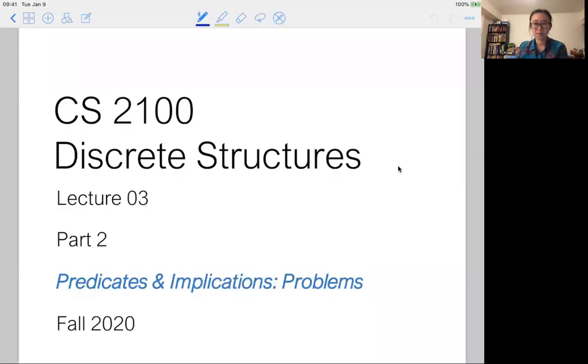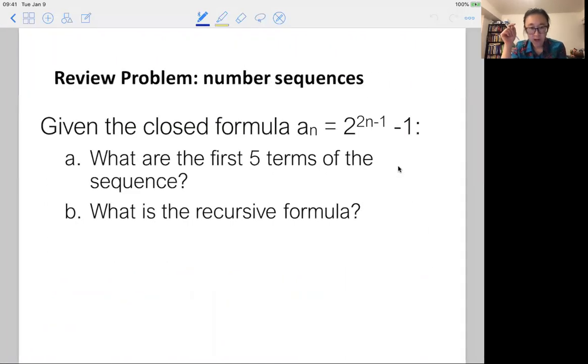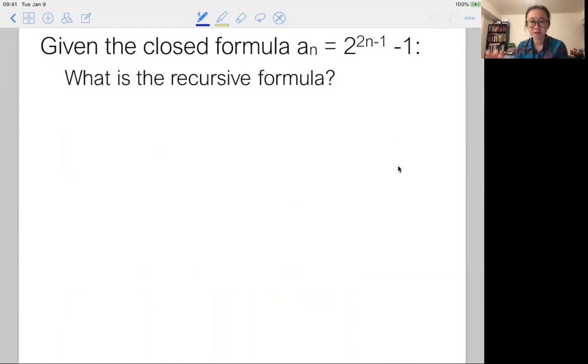Okay, let's get to it. So the first part, actually, I'm going to go over a leftover question from lecture 2, where I feel like I did not give enough time to go over this carefully, especially for part B. So let's do it together one more time for this number sequence question. Of course, if you already understood this, you can feel free to fast forward.